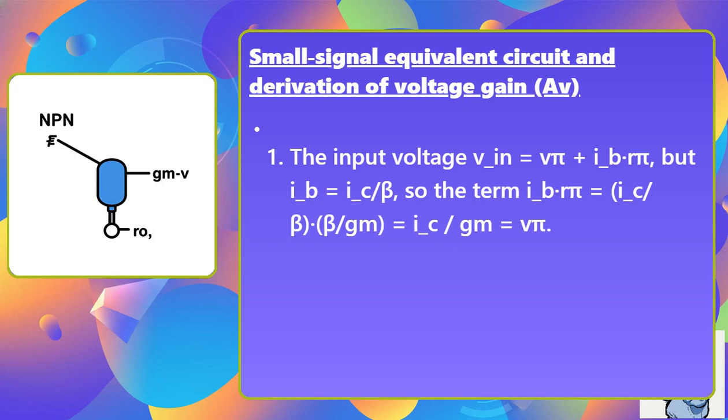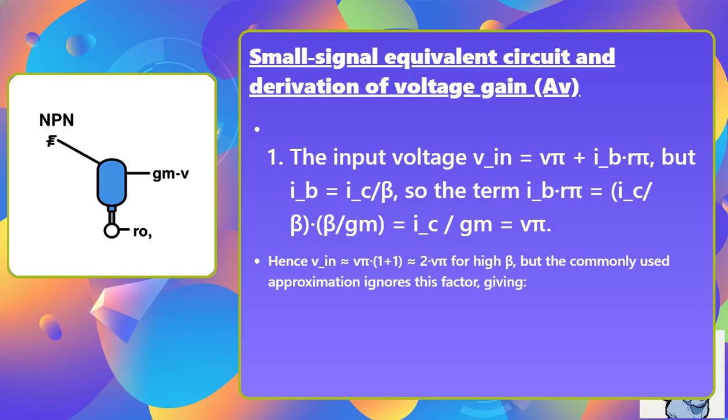3. The input voltage v_in equals v_pi plus i_b times r_pi, but i_b equals i_c divided by beta. So the term i_b times r_pi equals i_c divided by beta times beta over g_m, equals i_c over g_m, equals v_pi. Hence v_in is approximately v_pi times (1 plus 1), approximately 2 times v_pi for high beta, but the commonly used approximation ignores this factor, giving A_v approximately negative g_m times RC parallel RL.